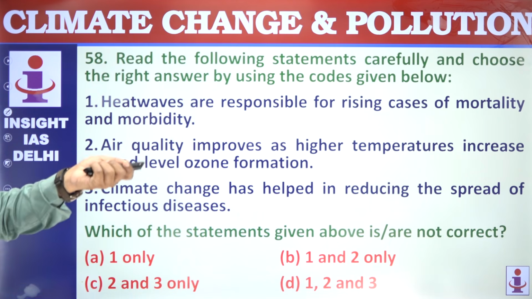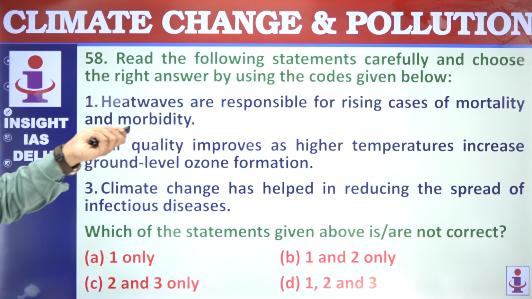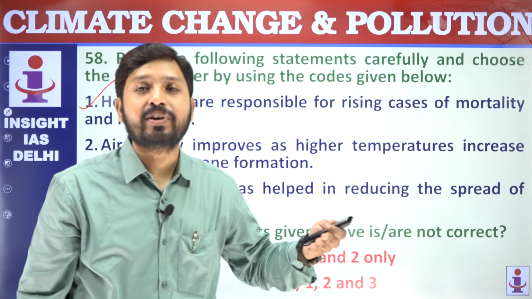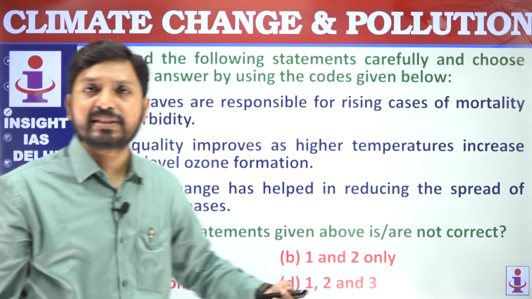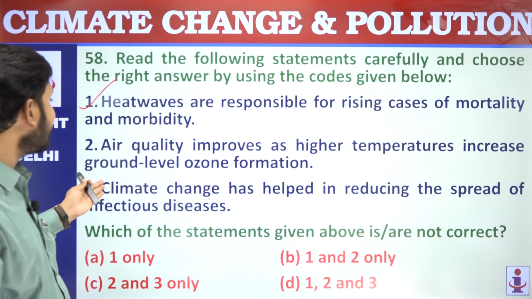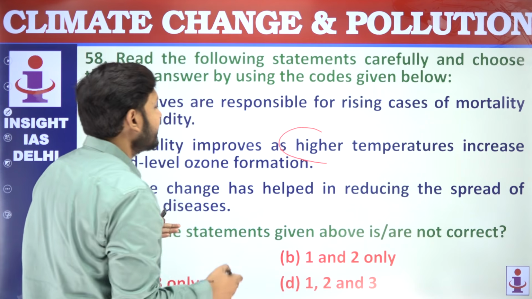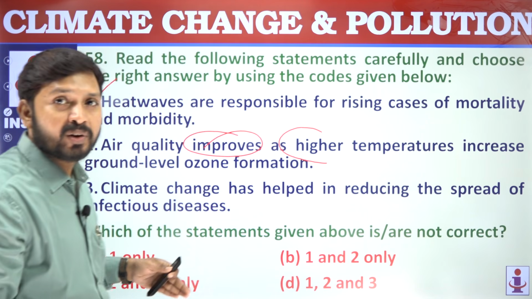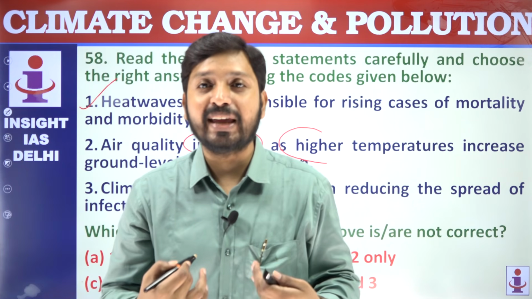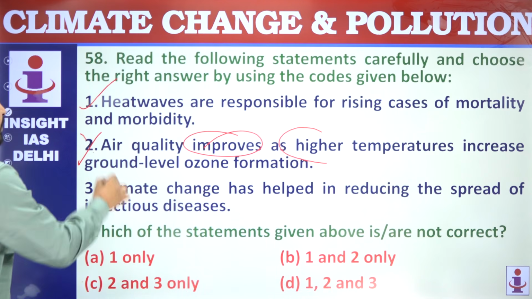Read the following statements carefully and choose the right answer by using the codes given below. Heat waves are responsible for rising cases of mortality and morbidity. Yes, in the news we can see during heat waves a lot of people die because of sunstroke, all these things, right? So the right statement. Air quality improves as higher temperatures increase the ground level ozone. No, air quality won't improve, it will deteriorate, because more ground level ozone is a kind of pollution, right? So when we inhale that, respiratory disorders will occur. So this is the wrong statement.